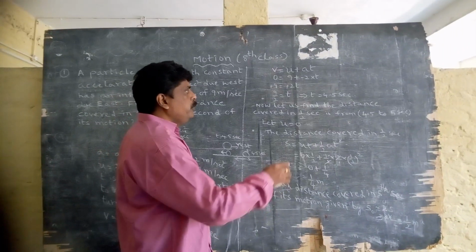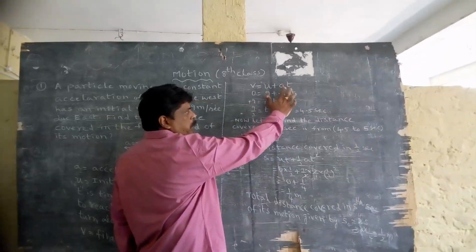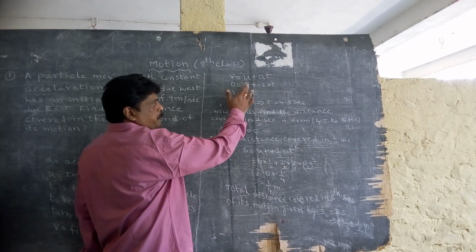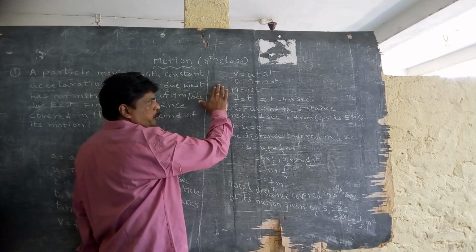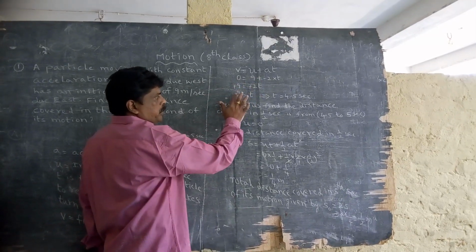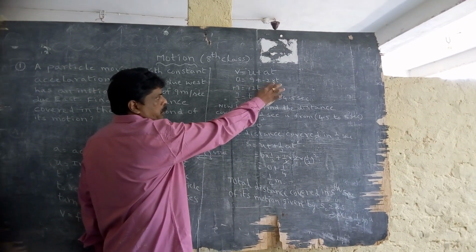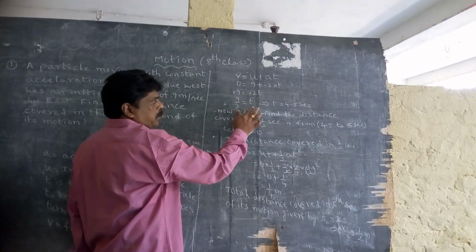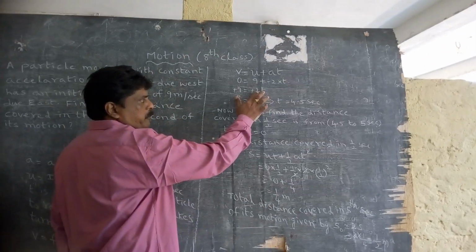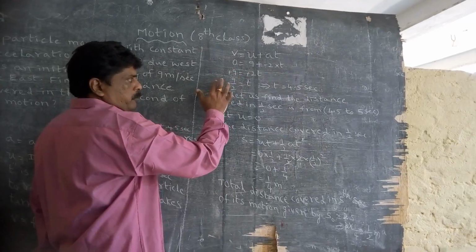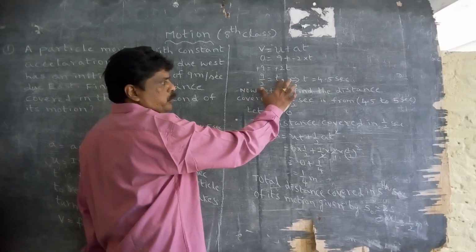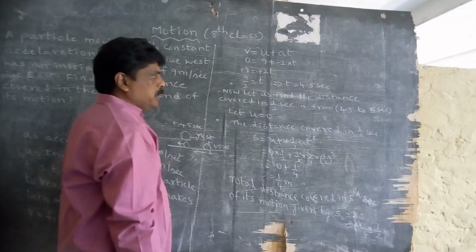What is the first equation of motion? v is equal to u plus a t. Here v is the final velocity, 0, because the body comes to rest. The initial velocity is 9, plus a value is minus 2 into t. Here plus 9 moves to the left side and changes into minus 9. So it will be minus 2t, minus and minus are cancelled. 2 is multiplied with t, it comes to the left side, 9 divided by 2 is equal to t, so t is equal to 4.5 seconds.